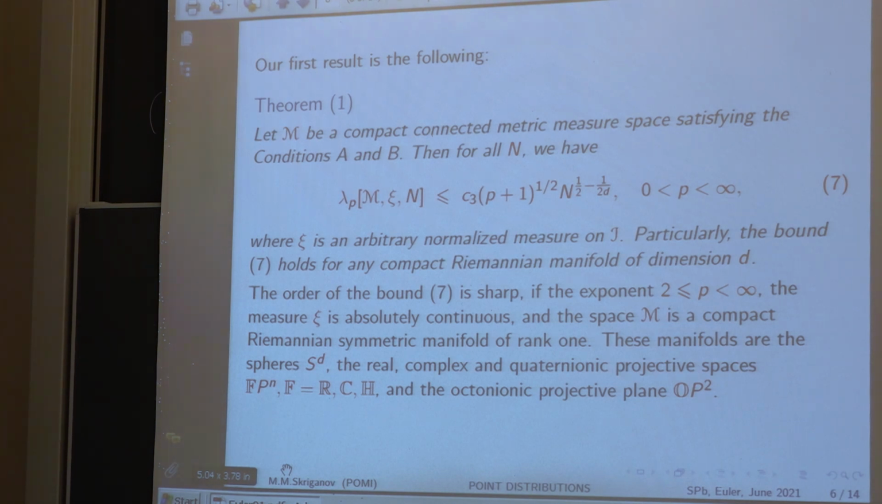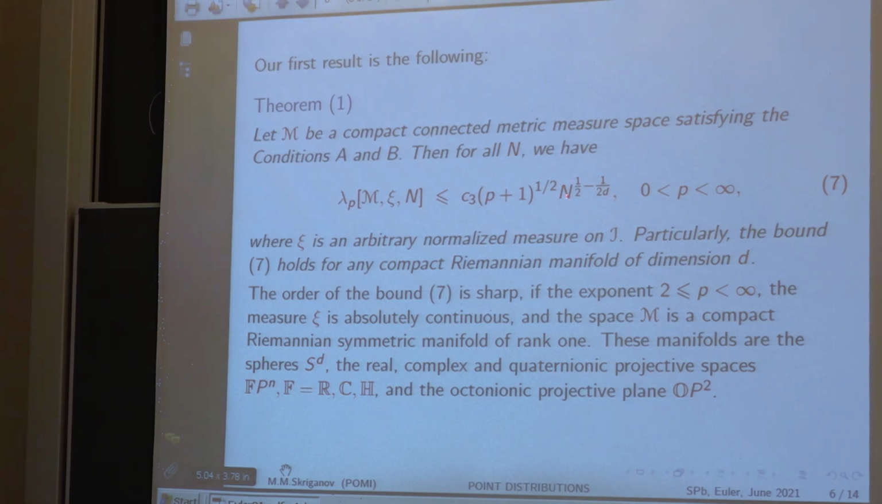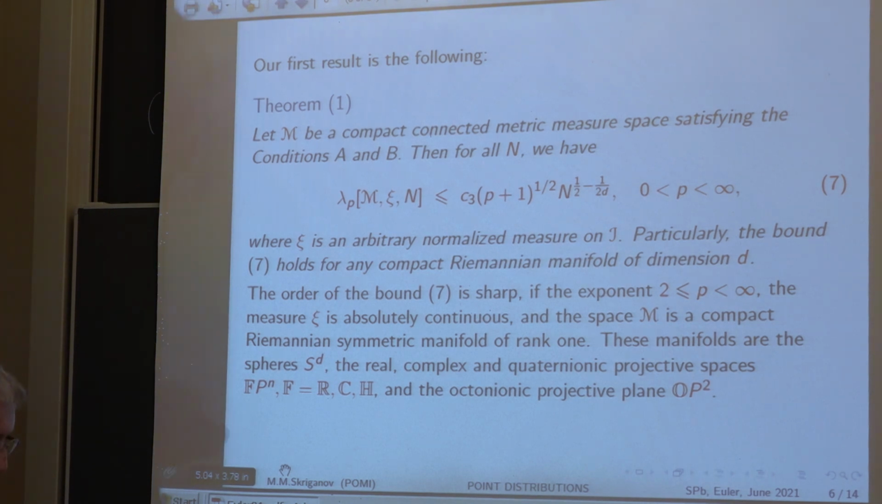But it's known that the condition that this measure is absolutely continuous is needed, because for singular measures and for spheres, it's known that this bound can be improved, even replaced by a constant, independent of this exponent. But it's a very strange thing, and it is connected with the fact that the sphere is a very symmetric space.